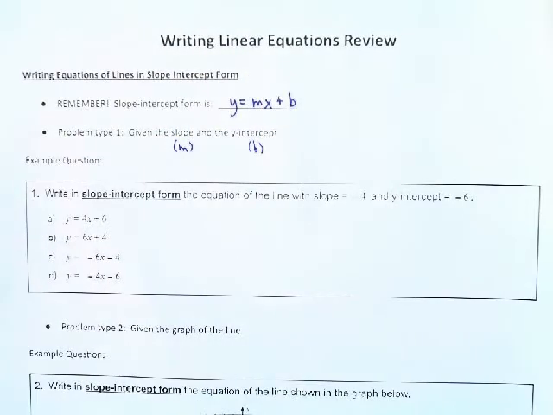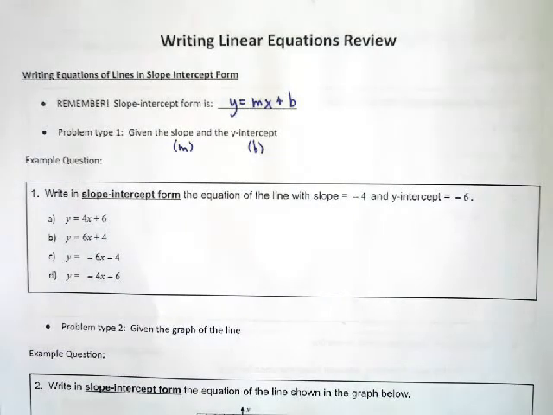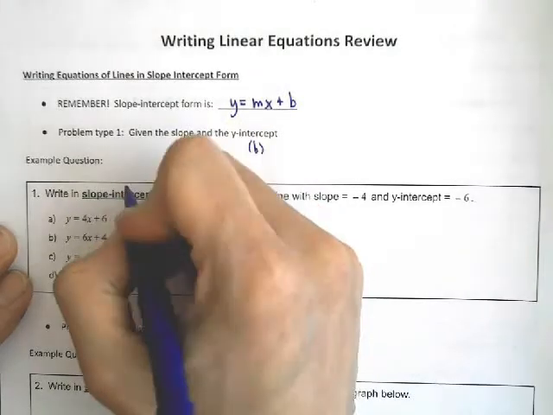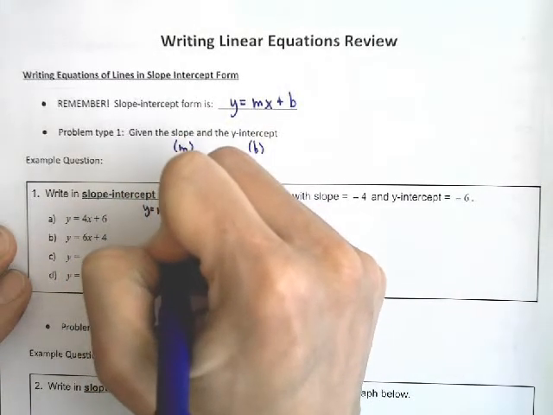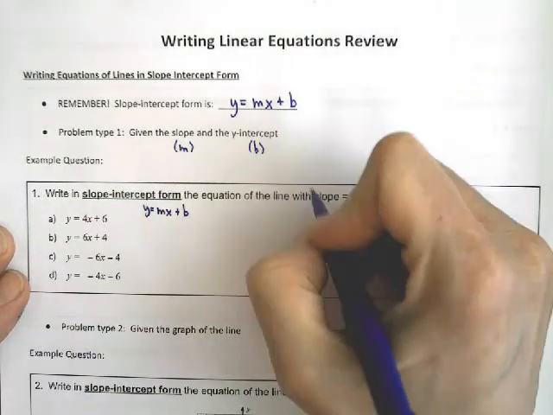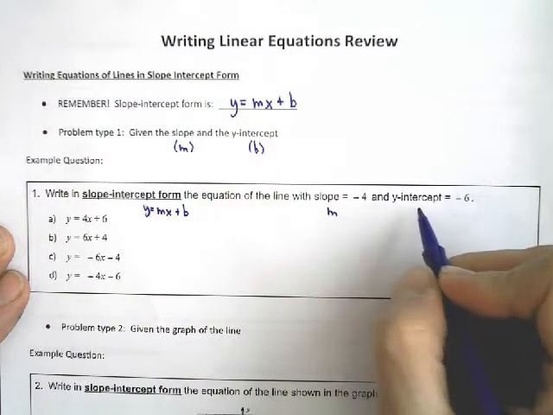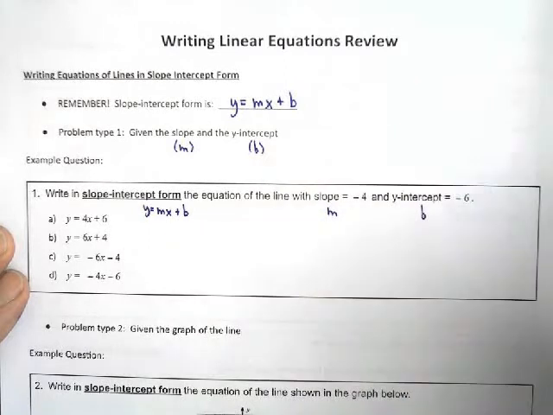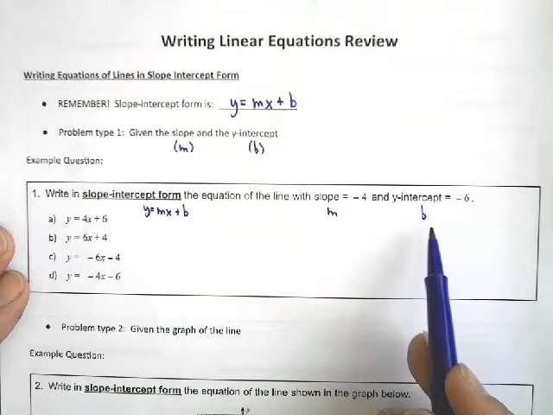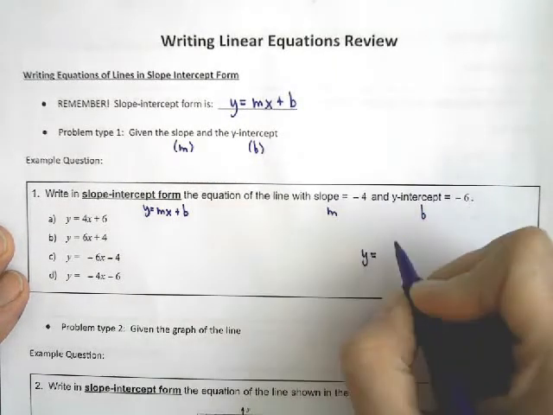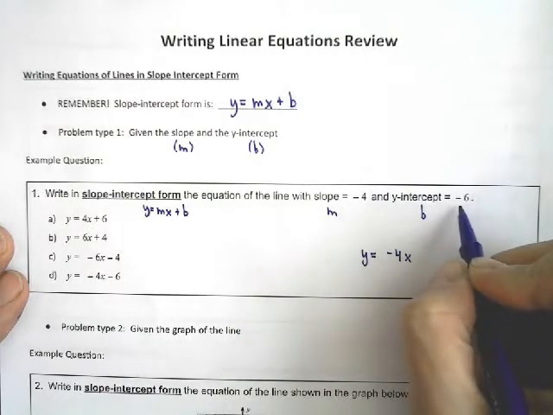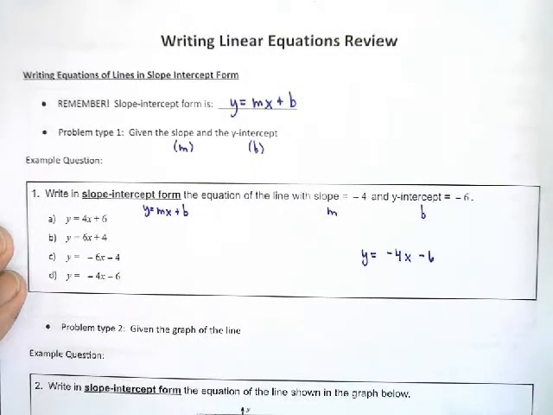So these were kind of the most basic type problems that we had. So an example question could look like this. It'll say write in slope-intercept form. Again, our goal is y = mx + b. We're going to write the equation of the line that has a slope of -4. So we know slope is m. And the y-intercept is -6, which is our b. So all we're going to do is plug in -4 for the m and -6 for the b. So I'm going to have y = -4. I know slope goes with the x. And now since our y-intercept is negative, I'm going to have a -6.